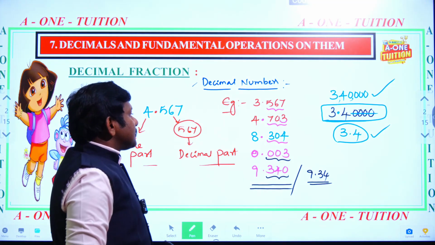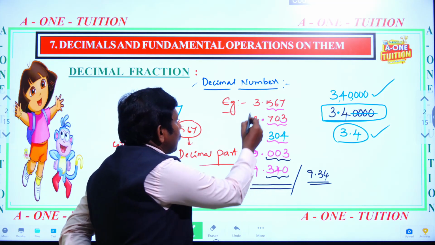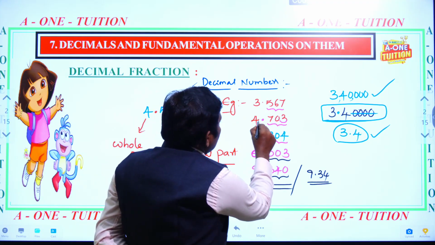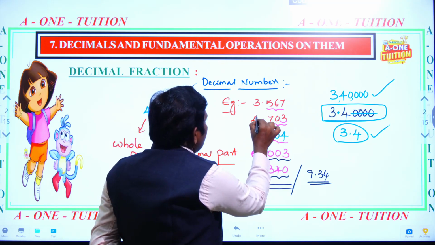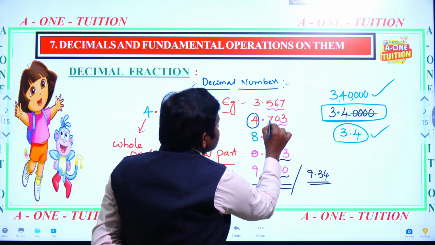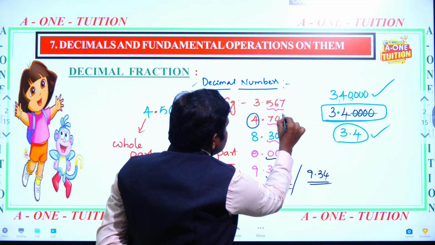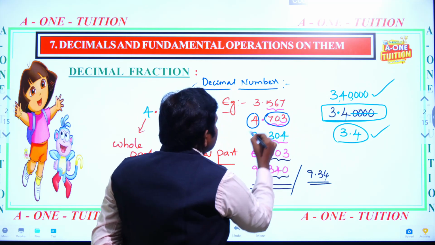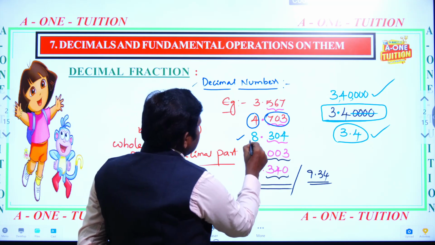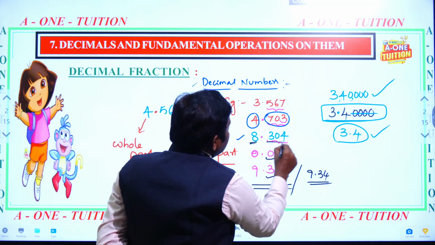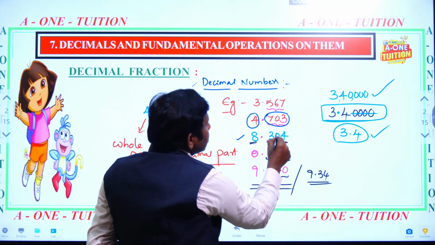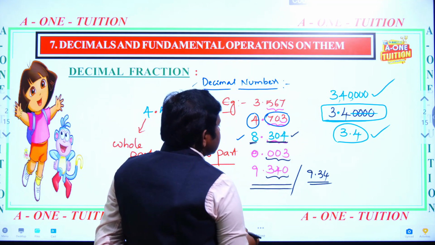So try to tell along with me. What is the whole part in the second example? In this 4.703, what is the whole part? Exactly, 4 is the whole part. Next, the decimal part: 703 is the decimal part. Next, the third example: 8 is the whole part. Then what about the decimal part? The decimal part is 304.